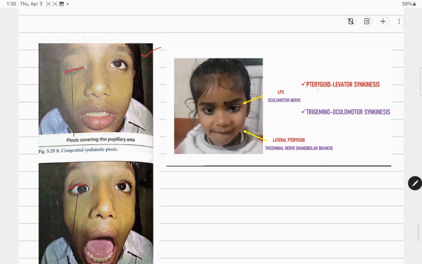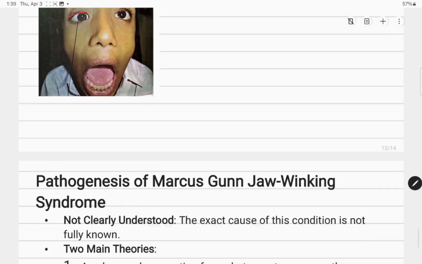So this condition is also known as pterygoid levator synkinesis or pterygo-oculomotor synkinesis, because it is the pterygoid muscle and the other muscle that is affected, the levator LPS, that are involved. Both muscles are affected, so we call this pterygoid levator synkinesis, and the other name is pterygomandibulo-oculomotor synkinesis, because both of these two nerves are involved, the LPS oculomotor and the lateral pterygoid, which is supplied by the trigeminal nerve mandibular branch. So we can call this disease by these two names also.